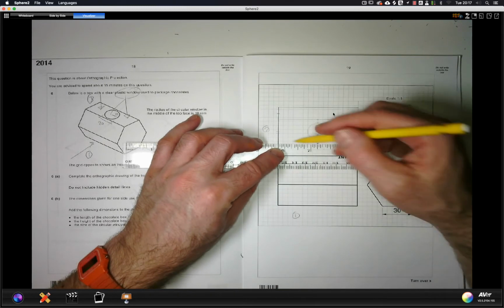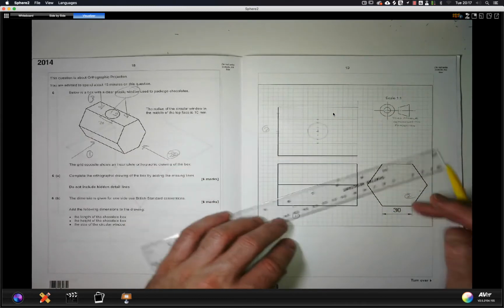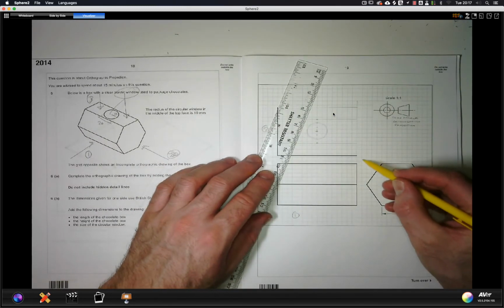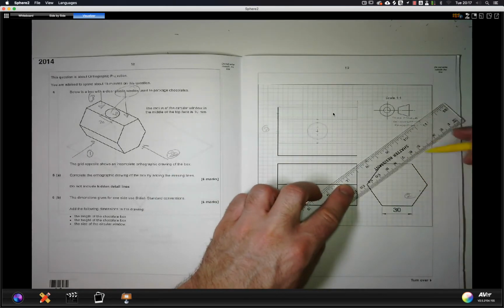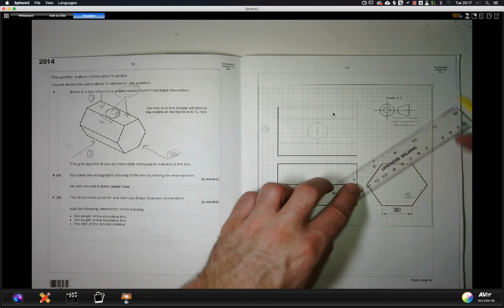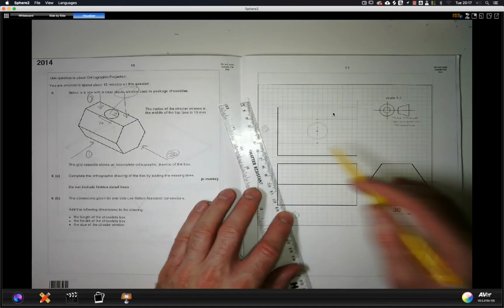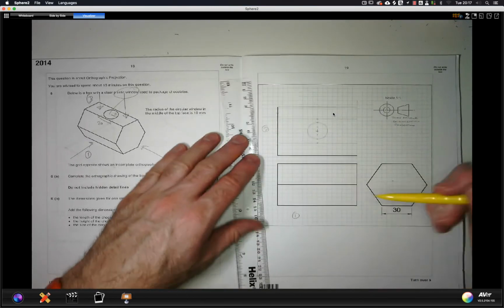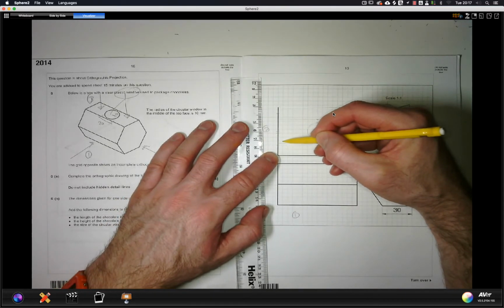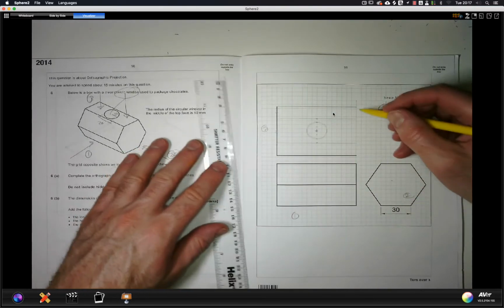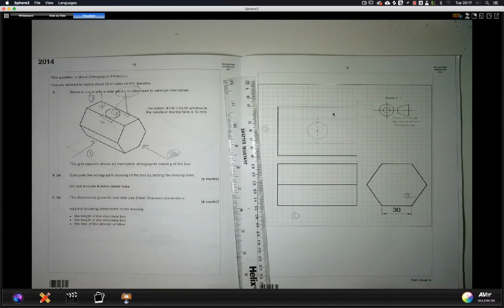Okay, so I'm just using counting. The other way that you can do it as well is by drawing a 45-degree line across here. But because it's not on the grid, it makes it really difficult. And then you could send these lines up and across to get it exact, but that's absolutely perfect. We know we've got it 30 mil, so that's correct. So I can draw that in with pen now. Let's pen it in.